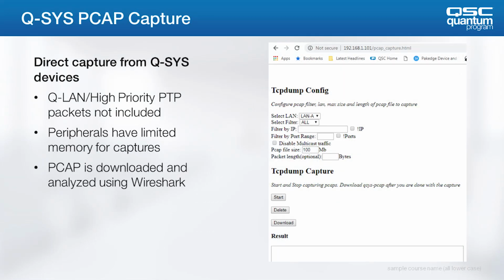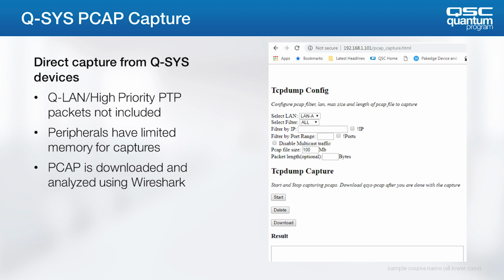One of the most powerful troubleshooting tools in Q-SYS in regard to the network is the ability to run a PCAP capture directly on the core or peripheral itself. This isn't going to help you troubleshoot QLAN or other streaming protocols, but it's very useful for troubleshooting problems with a Q-SYS softphone, external control issues, and a number of other things.